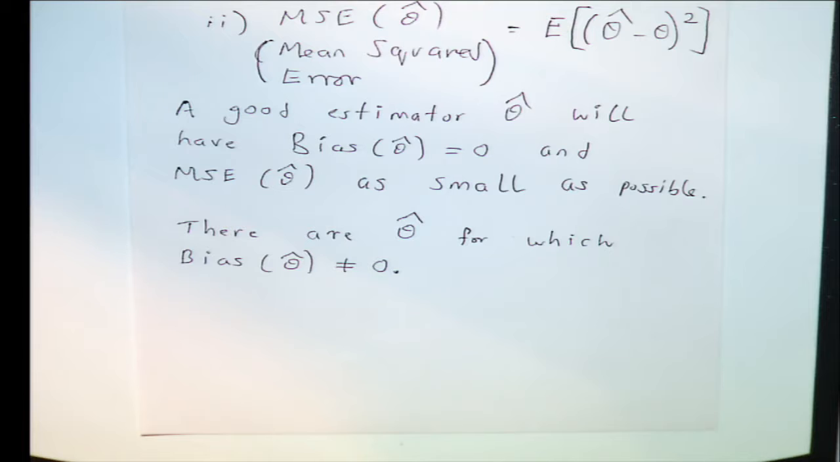There are examples that we will come across later on where the bias will never be equal to 0. You guys okay? Yeah? So in such situations, you want to select the estimator that has bias as small as possible.